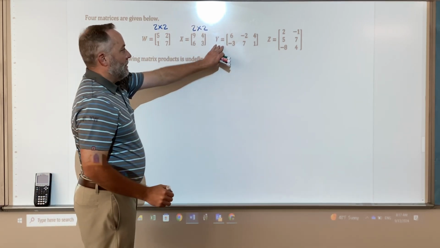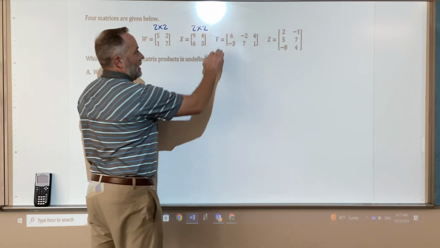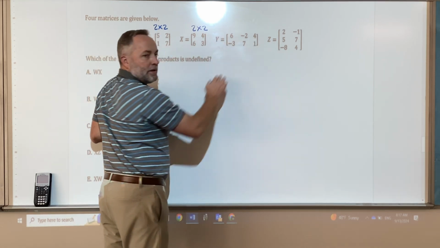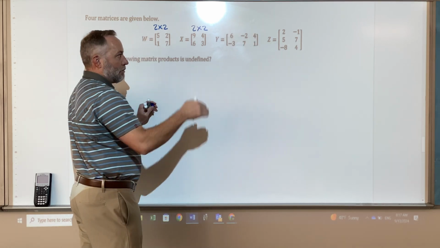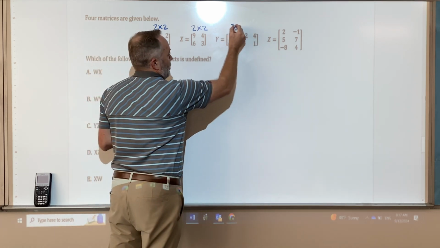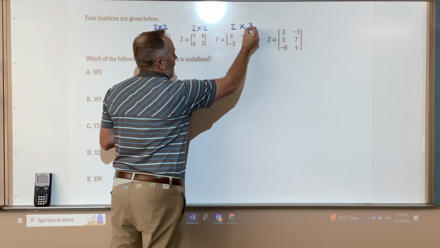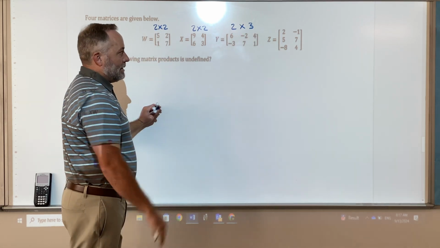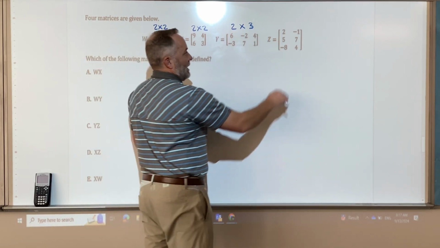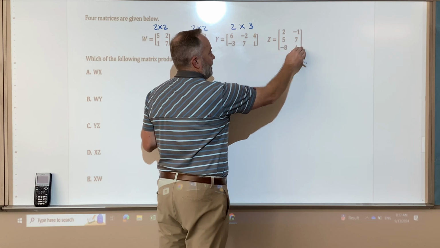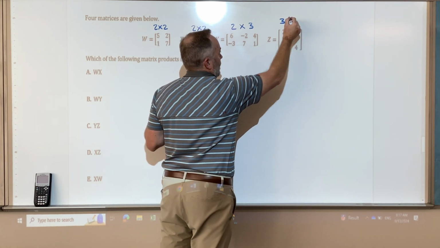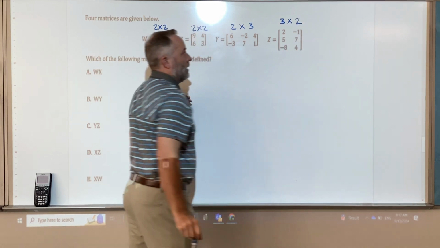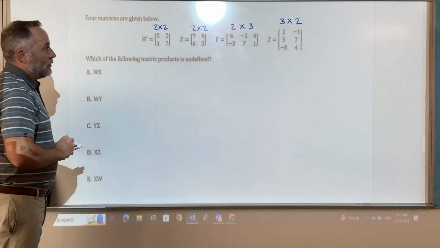And then Y is a little bit different. Let's check out its dimensions. It has 2 rows still, but 1, 2, 3 columns. And again, it goes rows by columns. So it's 2 rows by 3 columns. All right, Z changes yet again. This time it has 1, 2, 3 rows. So 3 rows by 1, 2 columns. Okay, so those are the dimensions of those 4 matrices.